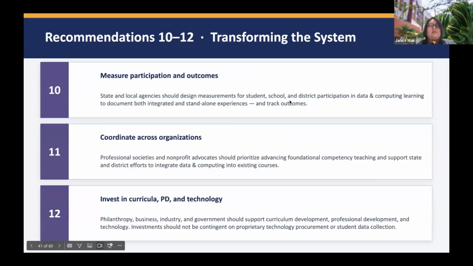Again, it's really important to measure participation and outcomes. We point that out, highlighting again the coordination needed and the investments needed. The investments needed to come together and provide coherent support. That it's really going to be focusing on supporting the system as a whole around curriculum, professional development, technology, and ways that are aligned to these foundational competencies so that, again, these connections are elevated across all the layers.